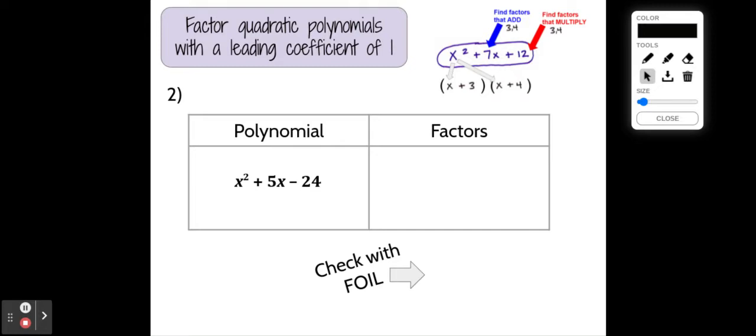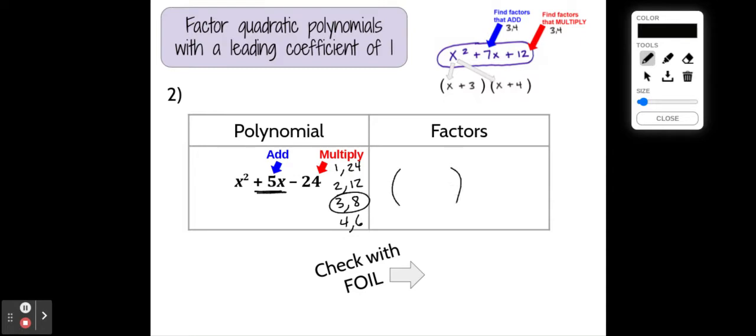Okay, so with this one also, we're going to decide what factors multiply together to give us the last term and add together to give us the 5. So think about factors of 24. We know 1 times 24. We got 2 times 12. We've got 3 times 8, 4 times 6. What pair of factors could we use to get a 5 if we added? Oh, do you see it? 3 and 8. We could have a negative 3 and a positive 8, and we could use addition to get that 5. So we're going to use 3 and 8.